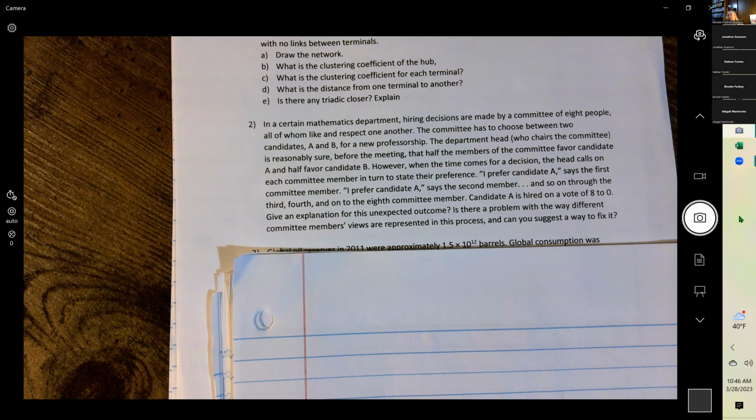So what's something we could do to get away from that? Anyone? Like write everybody's votes down and submit them. Yes, a silent ballot. So then nobody knows who's voting for what.